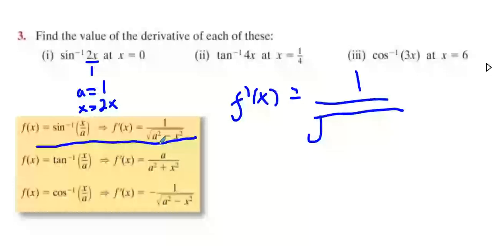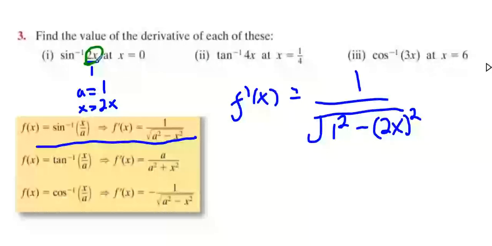Now, what's a squared again? 1 squared. What's x squared? Instead of x squared, we have 2x, 2x squared, yeah? Now, there is one little part here that you're going to have to remember that's not in your tables. You differentiate what's in that part.